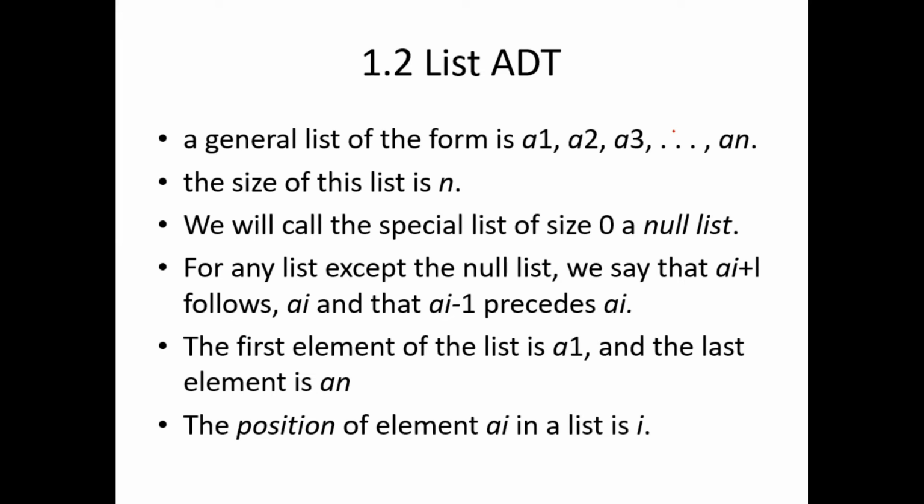For example, if you take the element AI, who is its predecessor? Its predecessor is A1 and its successor is A3. So the previous element can be called AI minus 1, and the next element, the successor, can be called AI plus 1. Then the first element in the list is A1 and the last element in the list is AN. So if the position of an element is I.